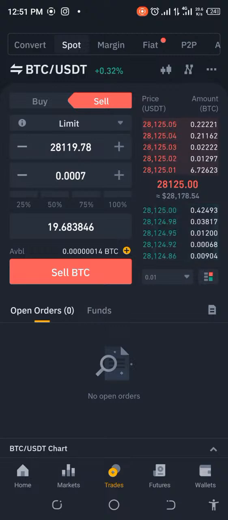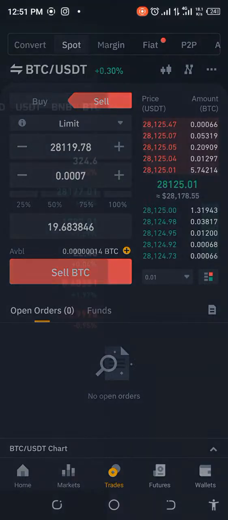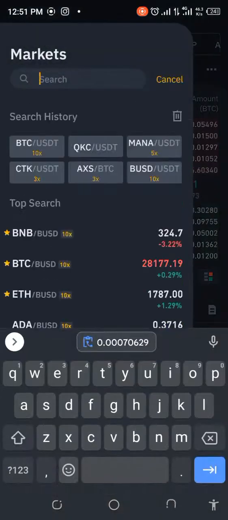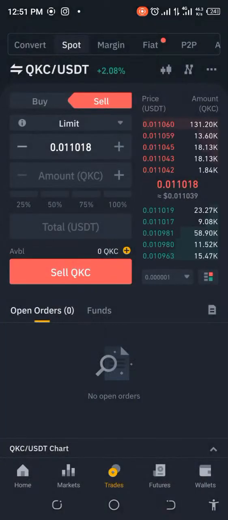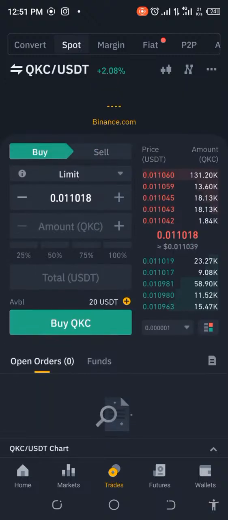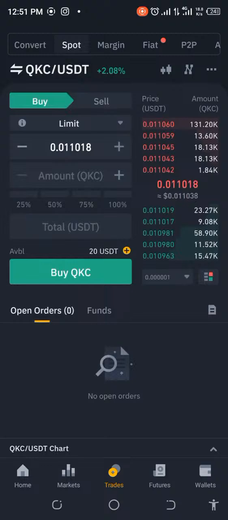So let's go back. Let's retrace our steps, okay? So let's retrace our steps back to QKC USDT. Now, I'm doing this so that we can be clear on what we really need to do and what we are deciding to do, okay? So what we want to do is that we want to buy, but it looks like we're going to have to use limit order with a slight mix, okay?